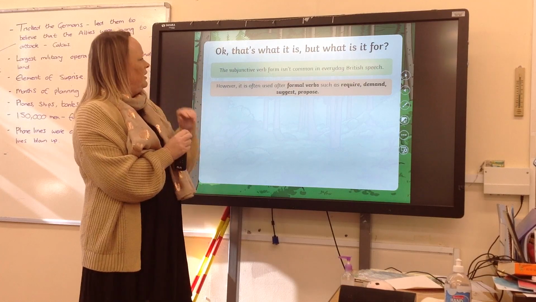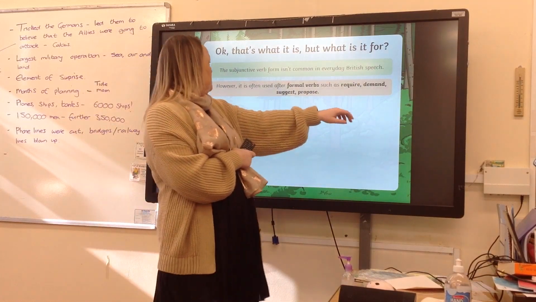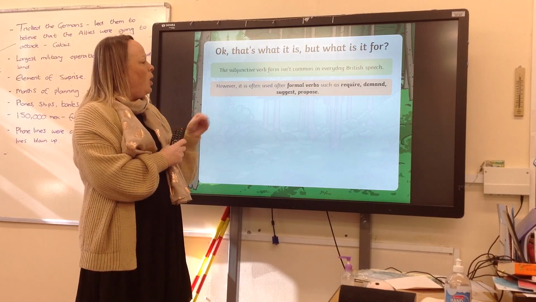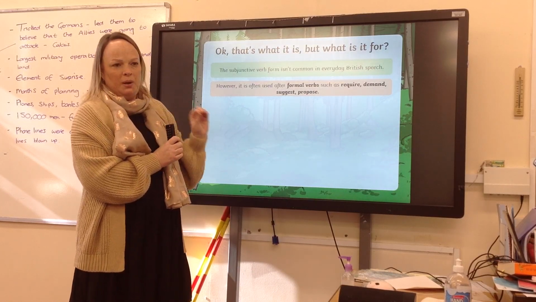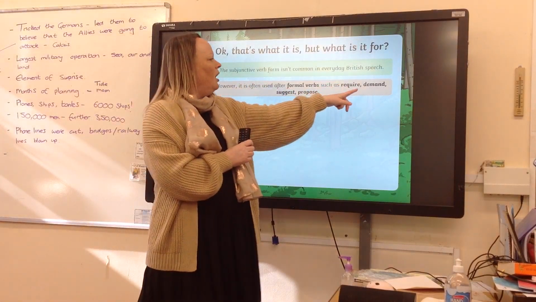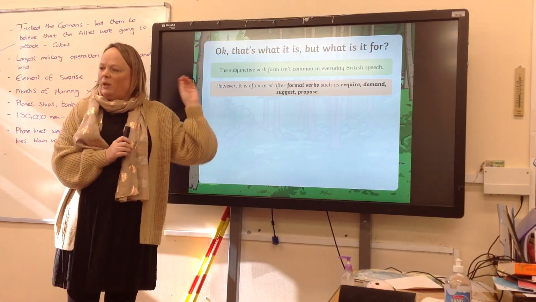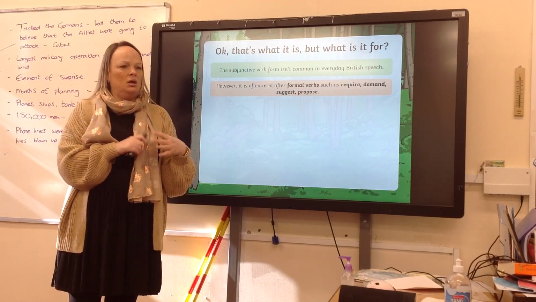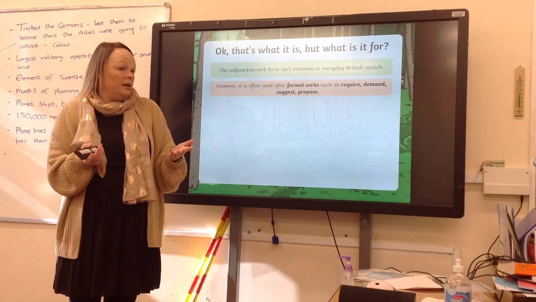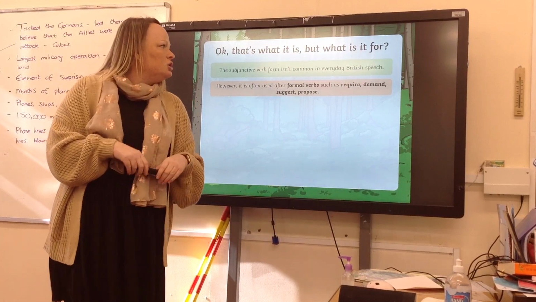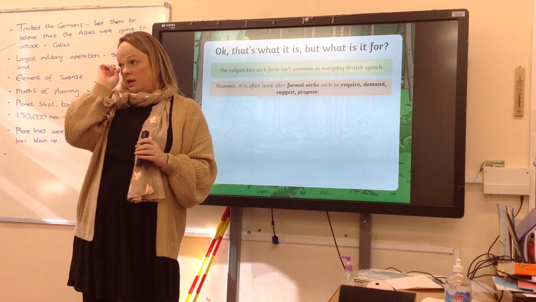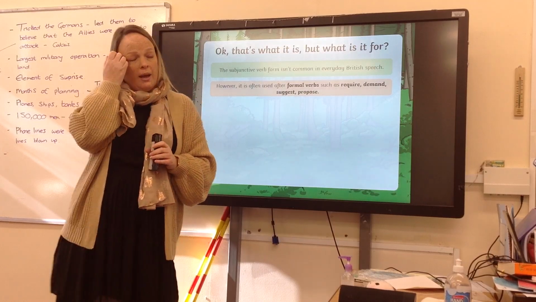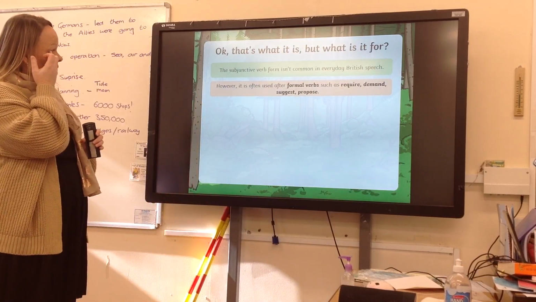The subjunctive verb form isn't common in everyday British speech, however it is often used after formal verbs such as require, demand, suggest and propose. And when I looked at this, I thought actually we can get these into our World War II writing. Are we going to be able to get them into our explanation text? Because that's why we're doing it, isn't it? Do you think we could get this into our explanation text about World War II and about the D-Day landings? I think we can.